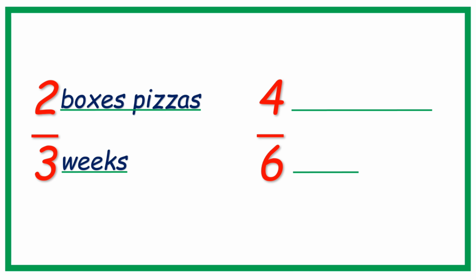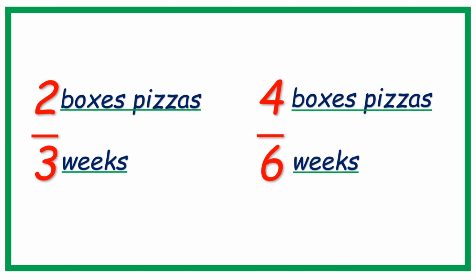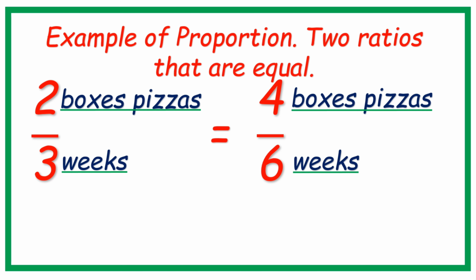Now, let's have another example. We have 2/3. We have two boxes of pizzas that you can eat in 3 weeks. And if you ate 4 boxes of pizzas, you can consume it in 6 weeks. This is an example of proportion. They are equal. Just like that.